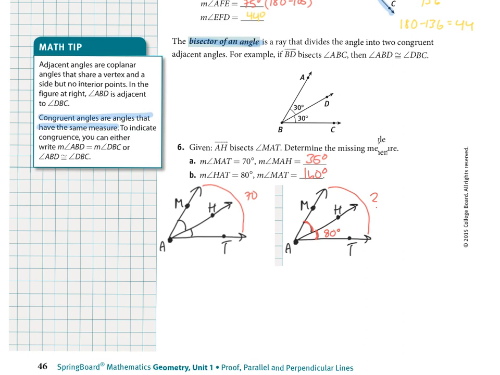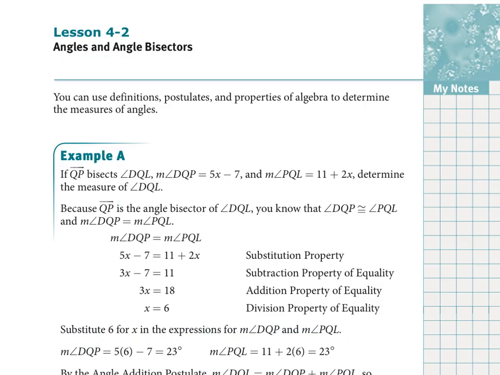Let's flip to our third page, page 47. You can use definitions, postulates, and properties of algebra to determine the measures of angles. Example 1 has us looking at if ray QP bisects angle DQL, and the measure of DQP is 5x minus 7, and the measure of angle PQL is 11 plus 2x, we want to determine the measure of angle DQL. So for this, again, I want you to go ahead and draw a picture, see if you can have it set up. I'll give you a few seconds to do that.